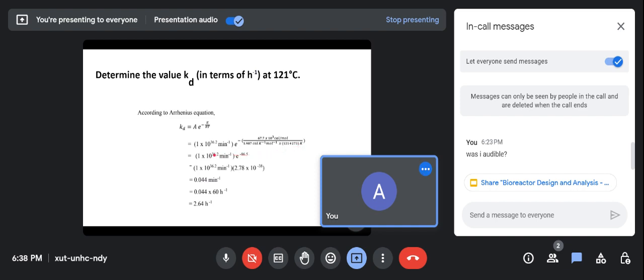Okay. So once you calculate that, you will get the answer as 0.0441 per minute. Now you have to convert this per minute into per hour, because the A value given to you was in minutes, so the answer you have gotten also is per minute. Okay. So to convert that into per hour, you have to multiply it by 60. Okay, because it's per hour. So you get 2.64 per hour.